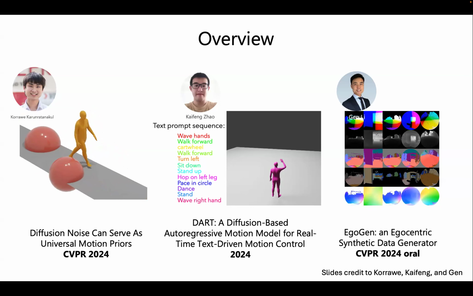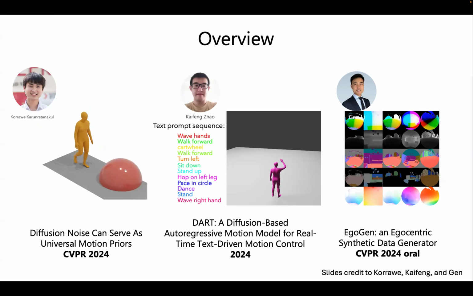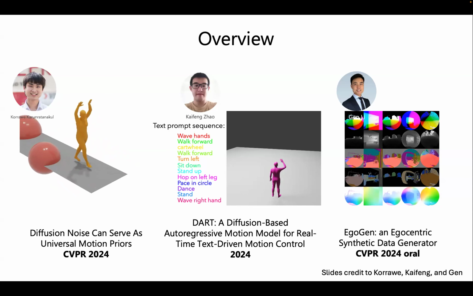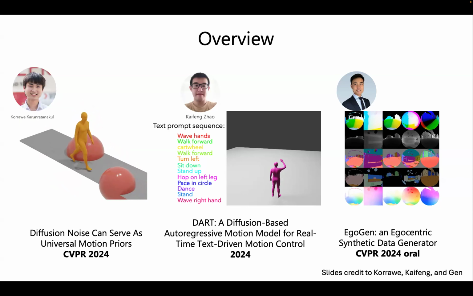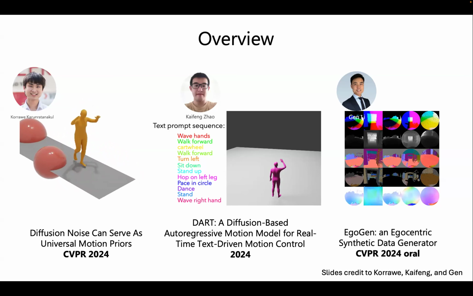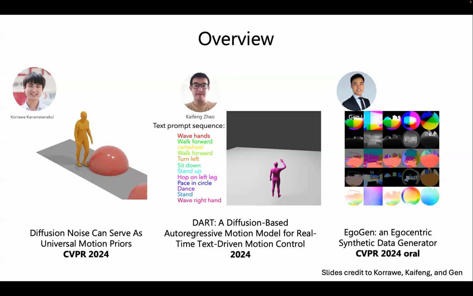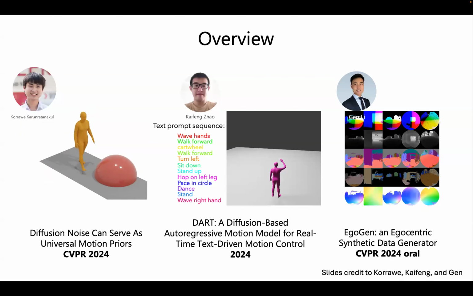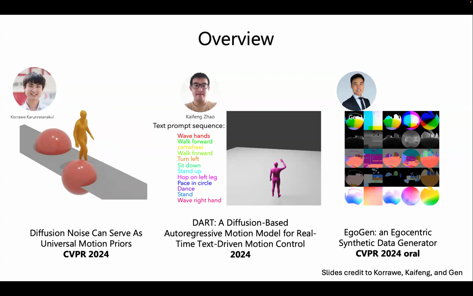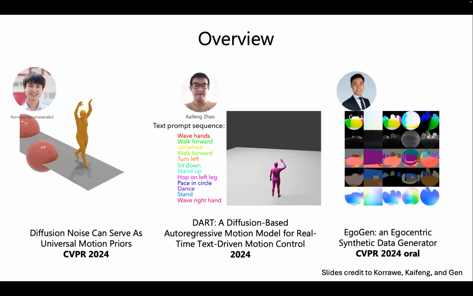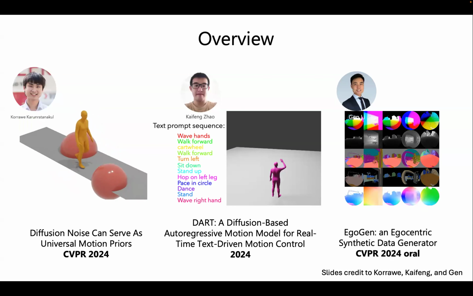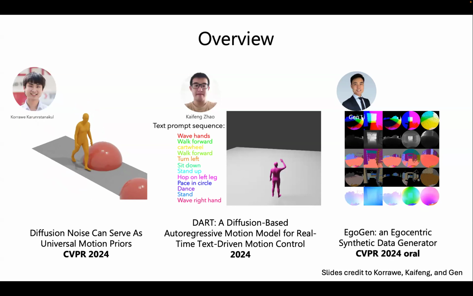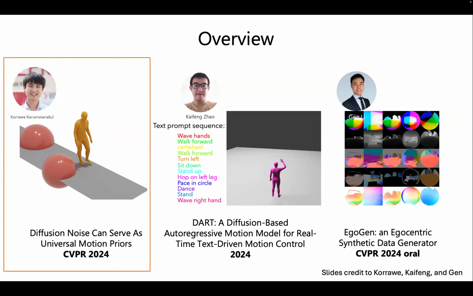An egocentric synthetic data generator, which will be presented also this year at CVPR as an oral on Thursday. And I'm very excited about this work because, as I mentioned, the reason we are doing motion synthesis is we really want to bring these realistic human behaviors into simulators, then later train better perception models. And this work is one of the first works where we have proved that we can do that. By building a better human motion model, we can really help certain types of perception models. Okay, let's start with the first one, DNO.